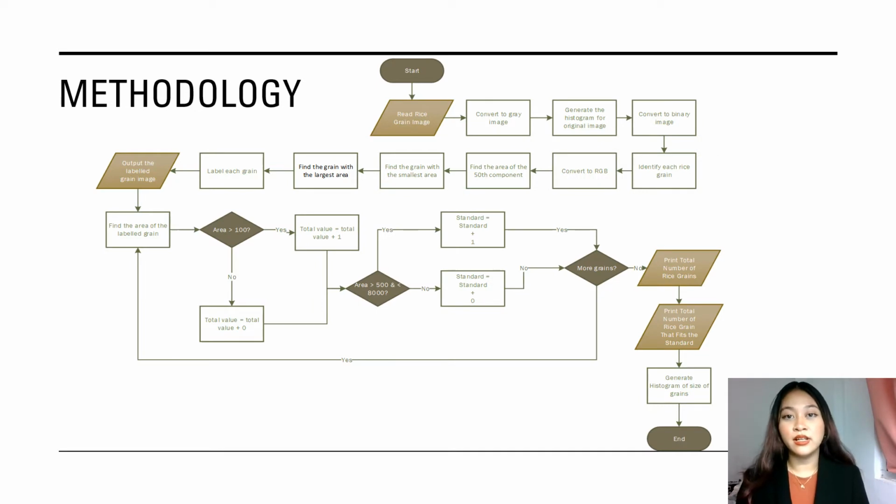Next, the area of the labeled grain is found. If the area is more than 100, the total value adds by 1. If not, it does not add any value. Next, if the area is also more than 500 or less than 8,000, the standard is added by 1, and if not, it does not add any value. And if there are more grains, the loop will continue.